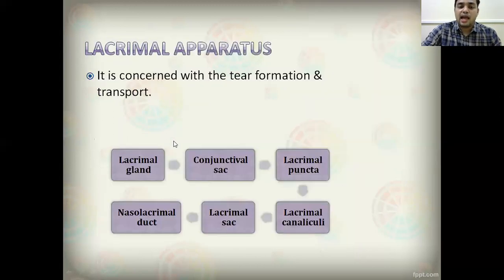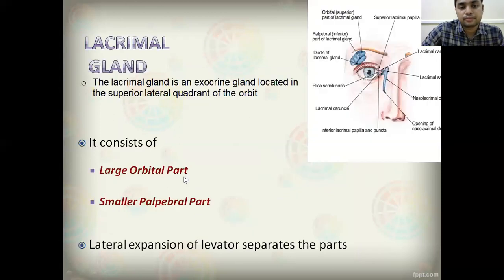So we start with the lacrimal gland. This lacrimal gland is an exocrine gland located in the superior and lateral quadrant of the orbit. So in this picture you can see this part. This is the lacrimal gland, which is situated at the superior and lateral quadrant of the orbit. It consists of two parts: the large orbital part, and the small palpebral part, which is present below the orbital part.